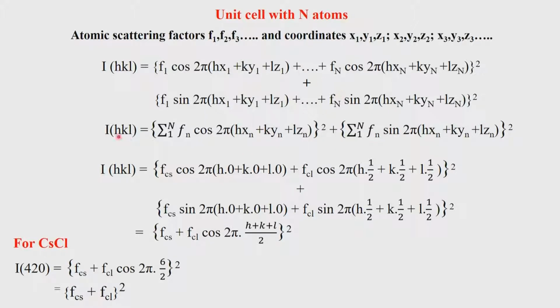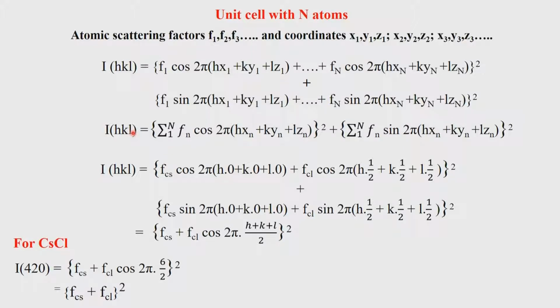This can of course be written as the sum over 1 to n of Fn cosine 2 pi Hxn plus Kyn plus Lzn, whole square, plus the sum over 1 to n of Fn sine of 2 pi, the corresponding sine term, square. Let us take the example of cesium chloride again to verify whether we are doing this calculation correctly, whether this expression, which is a general expression for any crystal with n atoms and its contribution to any HKL plane, works. Therefore, I call it the general expression for calculating the intensities.